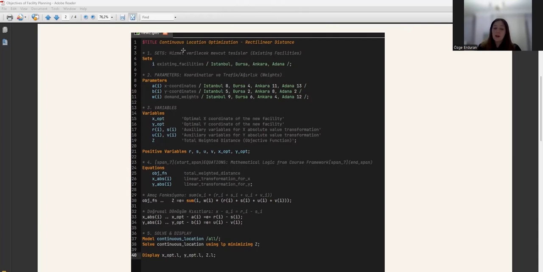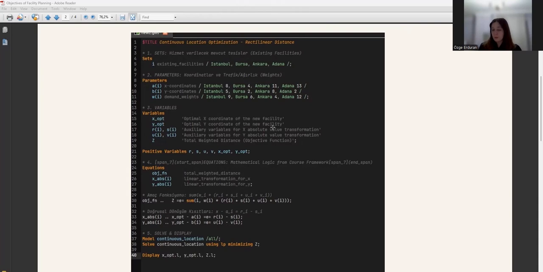So we define our variables Ri and Si, and we sum up Ri and Si. This allows us to maintain a purely linear objective function while ensuring non-negativity for our variables.